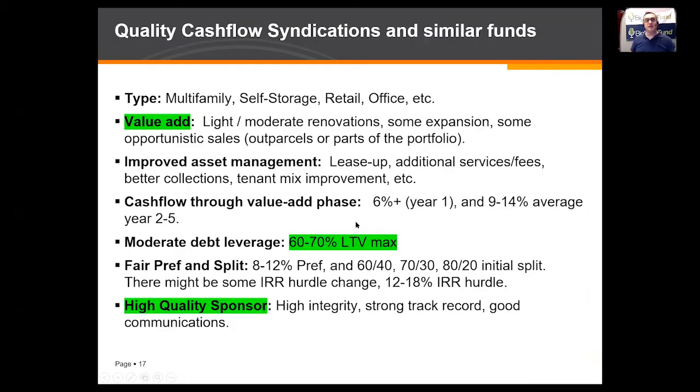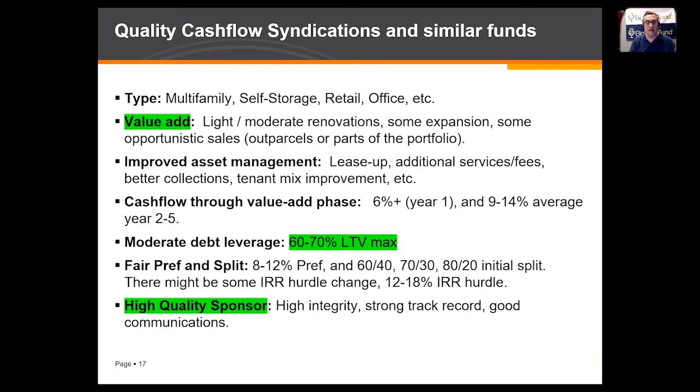So what is a quality cash flow syndication? Or a similar fund focused on cash flow? It could be multifamily, self-storage, retail, office space, and so forth. Generally speaking, there is some value add. And the value add in these quality cash flow syndications is generally light or moderate.